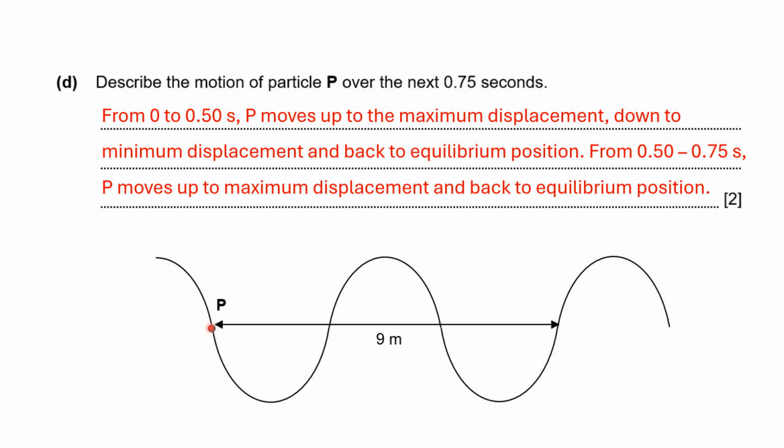So we said just now it moves up, right? So it moves up to the maximum displacement, down to the minimum displacement, back to the equilibrium position. One oscillation complete. Then from 0.5 to 0.75, there's only half a period, so half an oscillation occurs. It moves up to the maximum displacement and then back down to the equilibrium position, and then that's the 0.75 seconds over. Of course, after 0.75 seconds, it would continue in its oscillation, okay, back and forth. But we only needed to describe 1.5 periods.